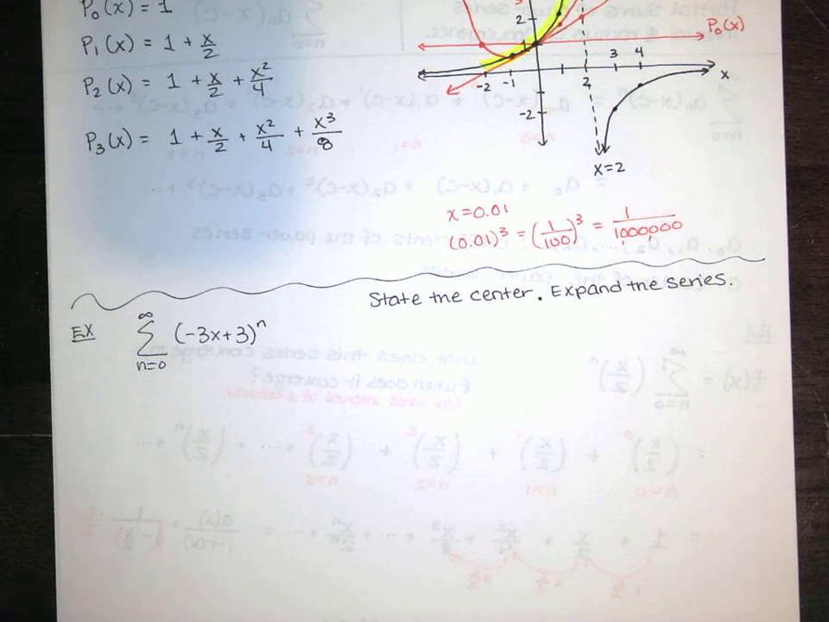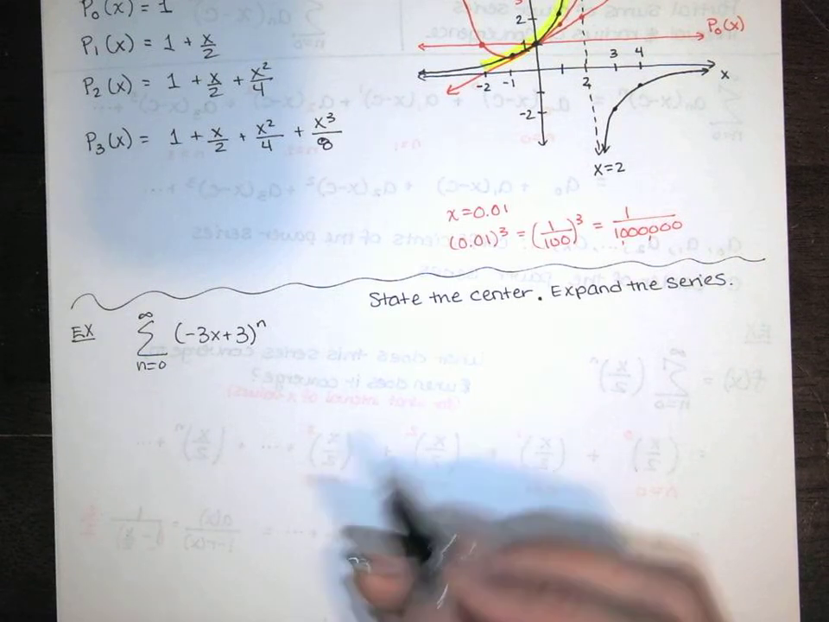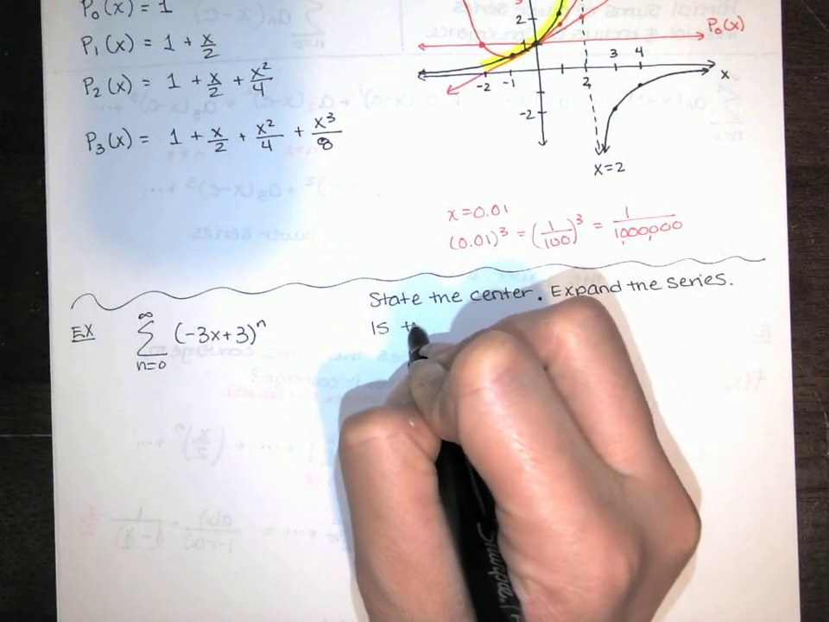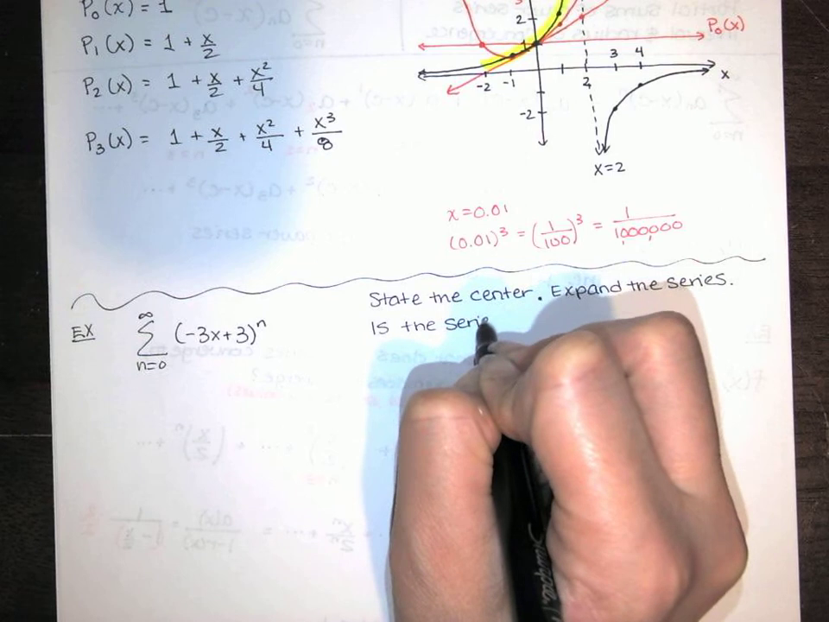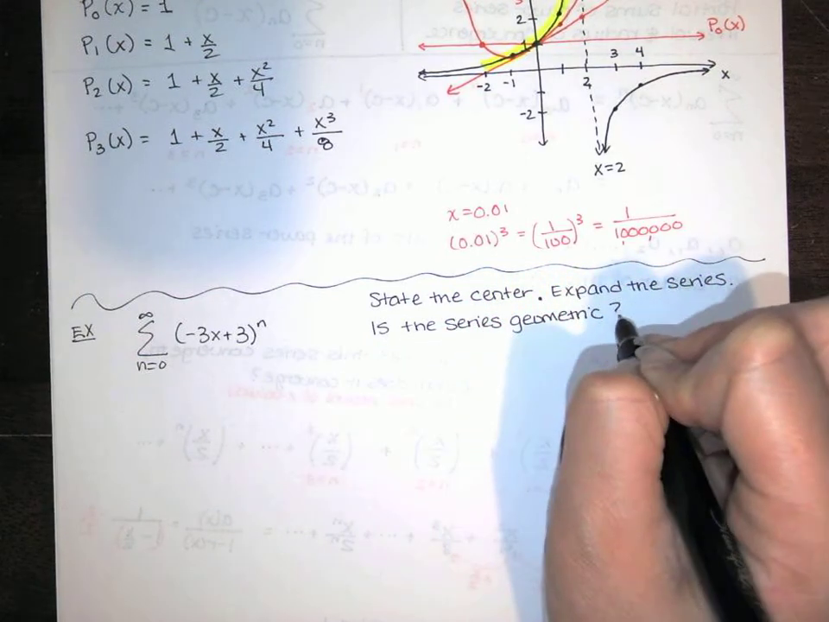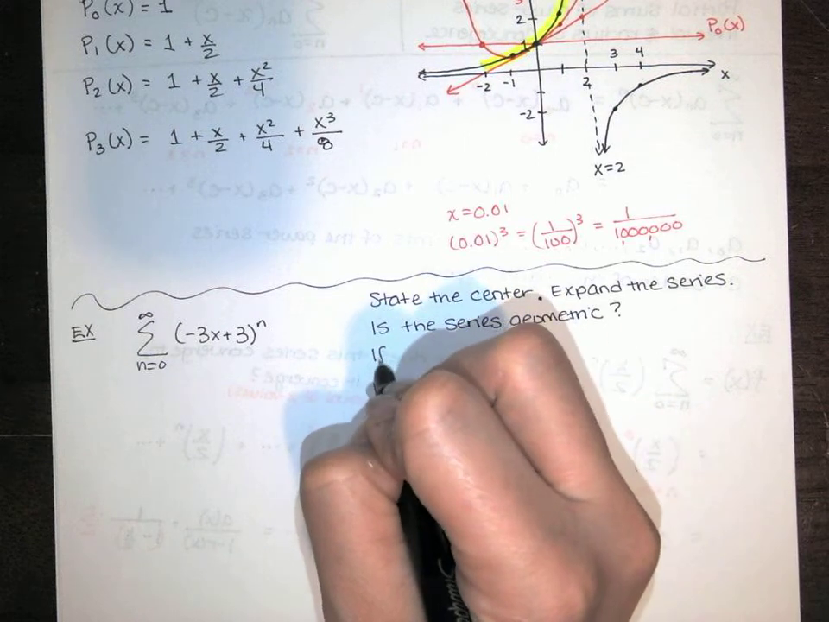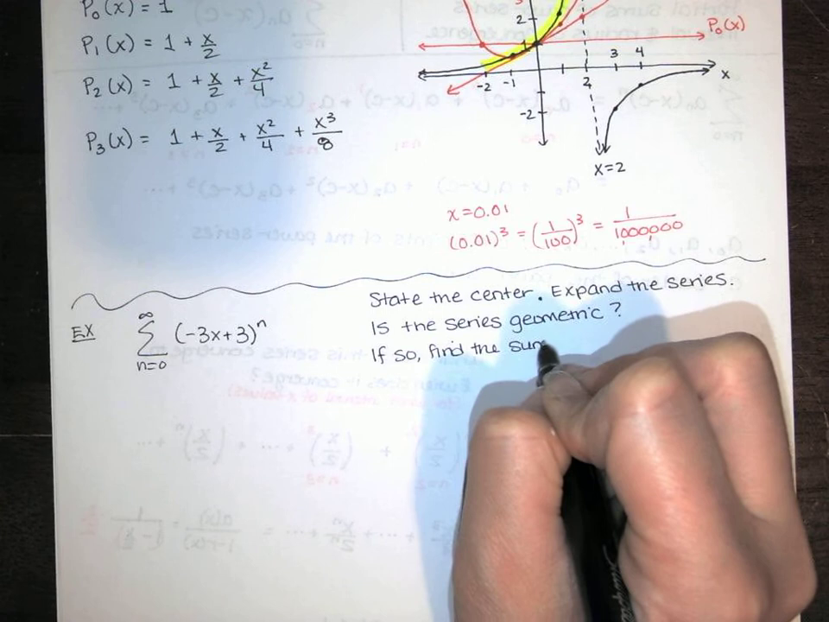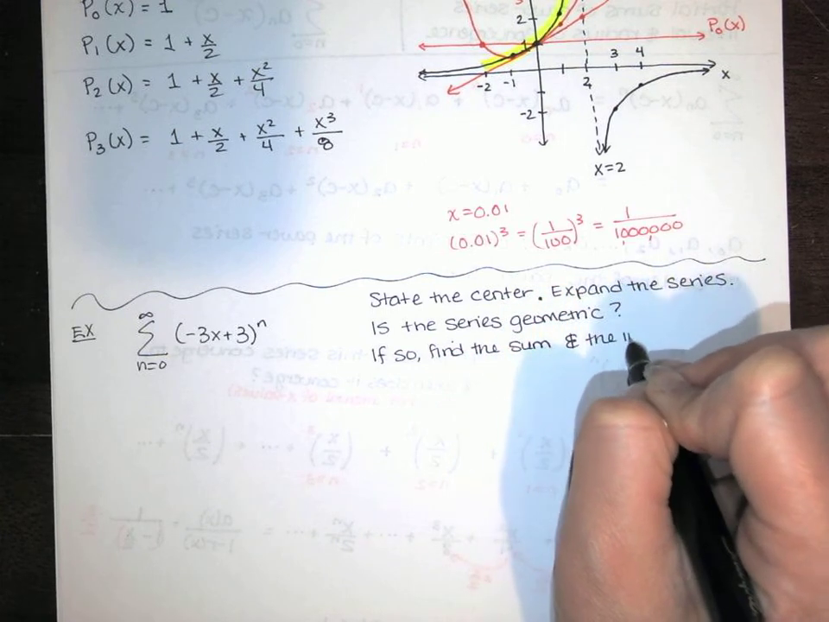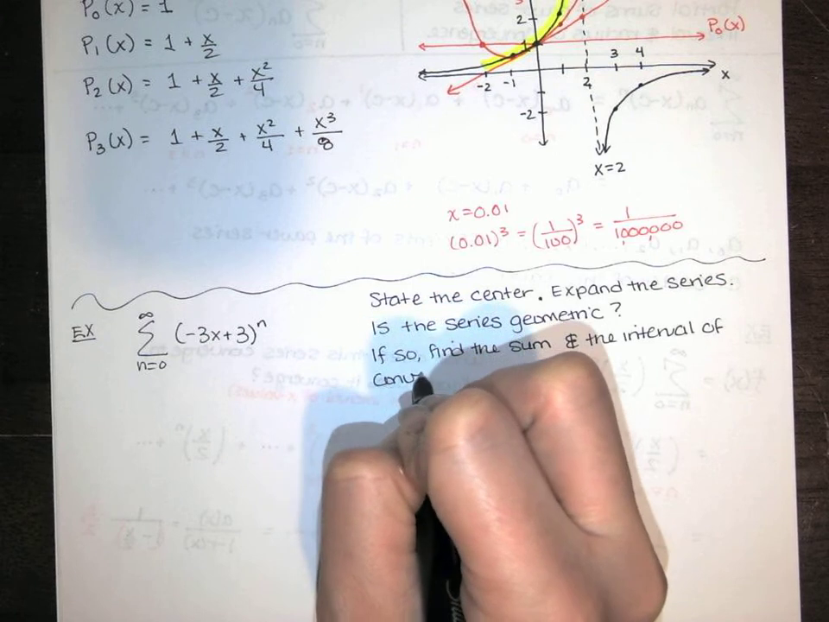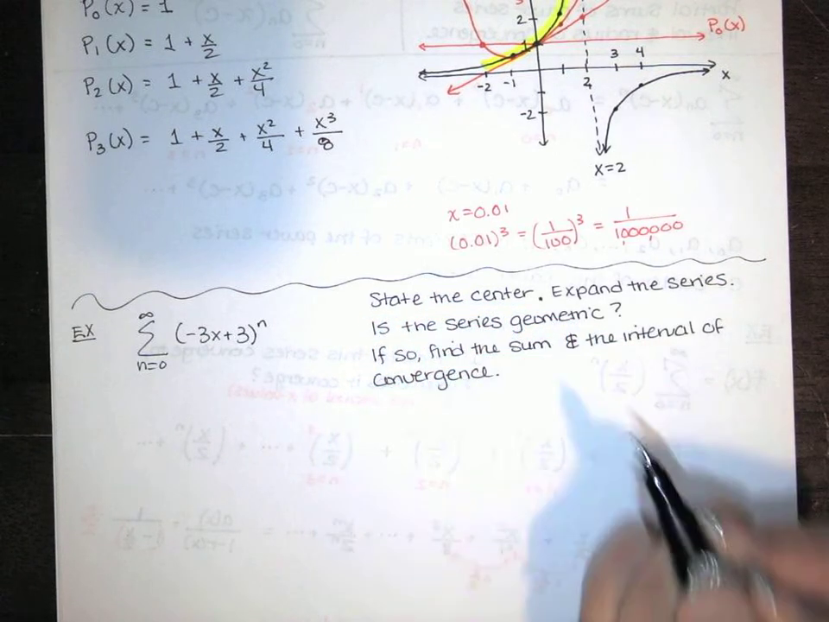So expanding it is just showing the first few terms. 3 or 4 terms is fine. And then after that, maybe I might ask you, is this series geometric? And if it is geometric, find its sum, and the interval of convergence. Okay, let's check it out.